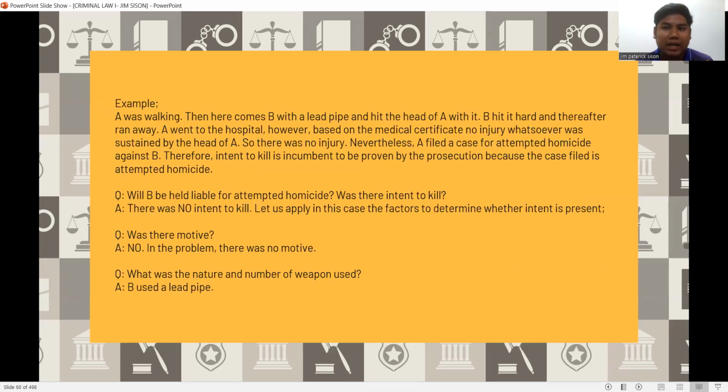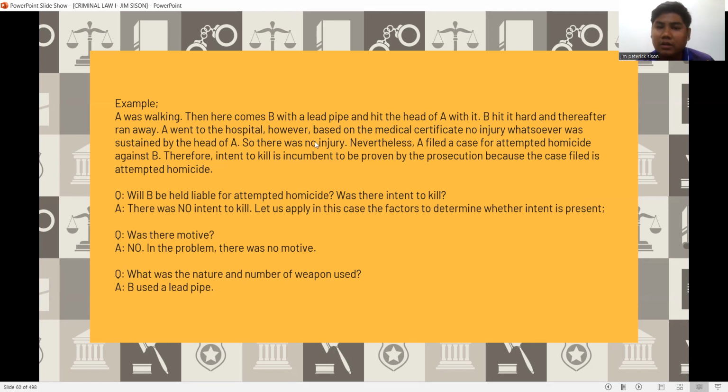Okay, let's apply those factors here in this example. A was walking. Then here comes B with a lead pipe and hit the head of A with it. B hit it hard and thereafter ran away.